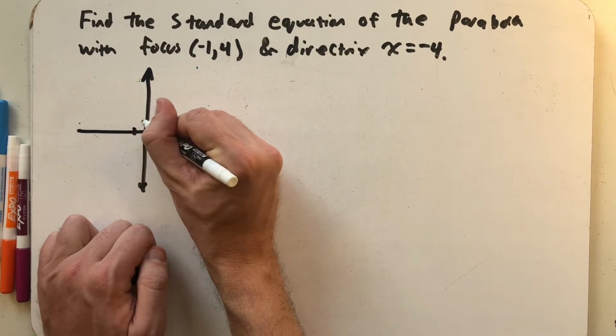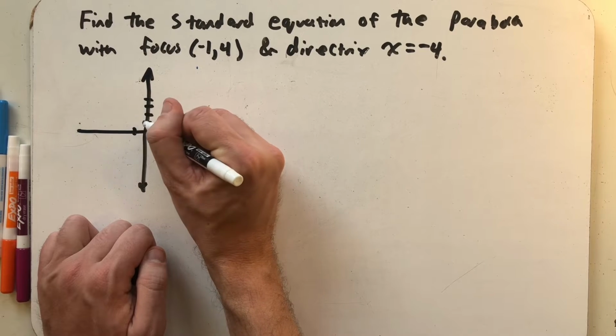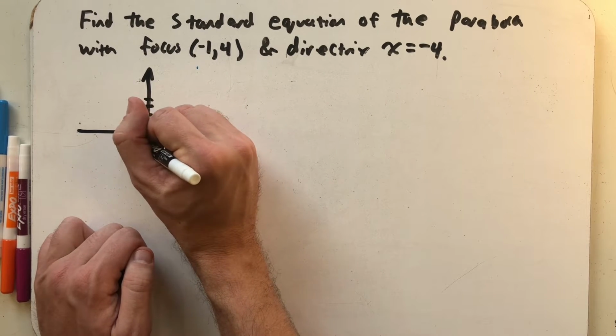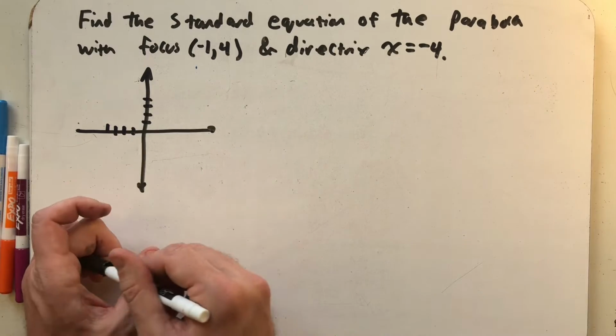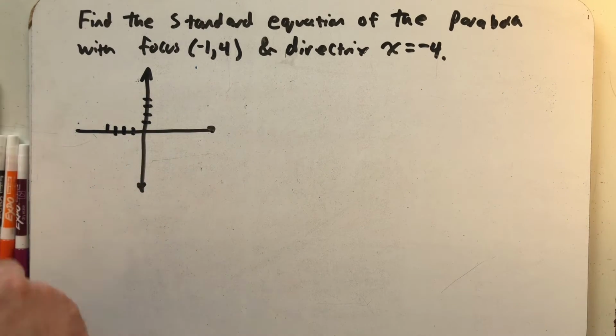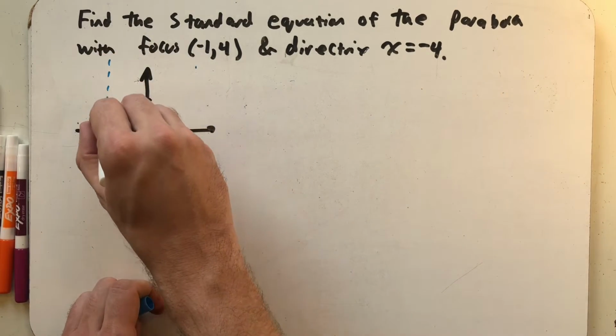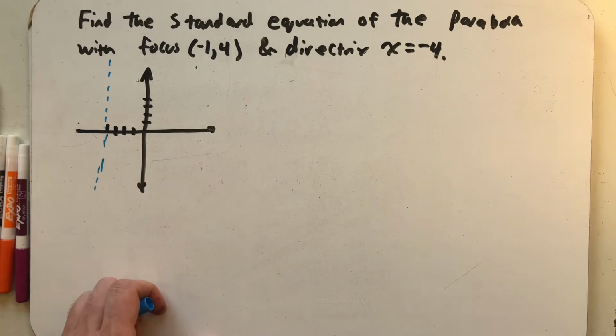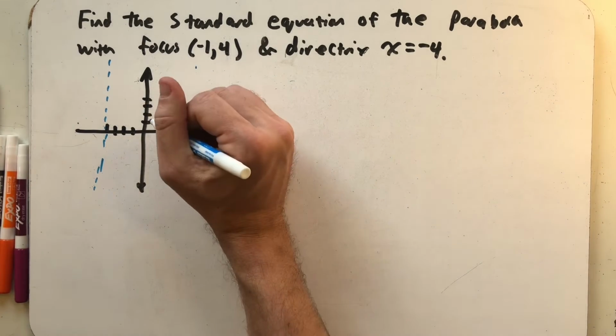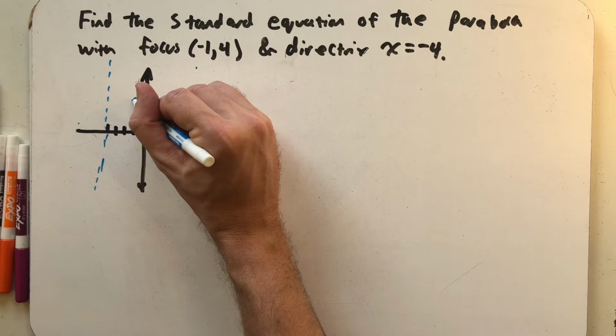I'll admit, not entirely necessary, right? If you can hold all this information in your head, you can do it without the diagram. But personally, I always do better with a diagram. So there's my directrix at x = -4 and my focus at (-1, 4).